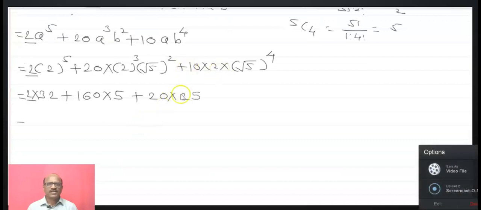Now see this, 10 into 2, 20. Root 5 raised to 4, that is root 5 into root 5 into root 5 into root 5, that is 4 times 5 into 5. You will get the 25. 2 root 5 get 5. Again remaining 2 is 5. 5 into 5, 25. Now add these two.